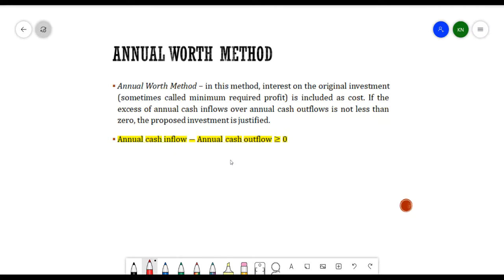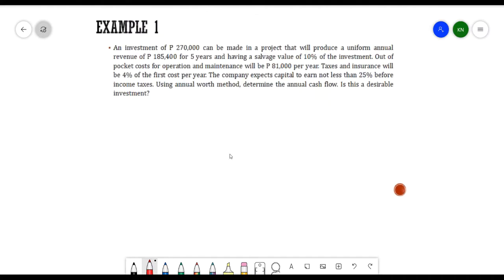Again, this should be greater than or equal to zero in order for the investment to be good or profitable. So we have here an example. An investment of 270,000 pesos can be made in a project that will produce a uniform annual revenue of 185,400 pesos for 5 years and having a salvage value of 10% of the investment.